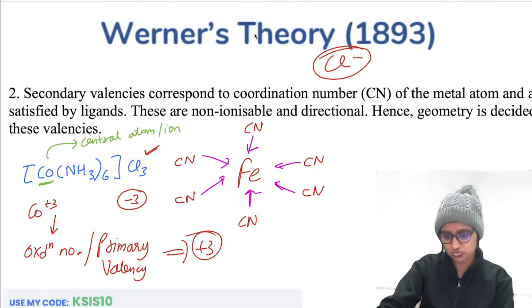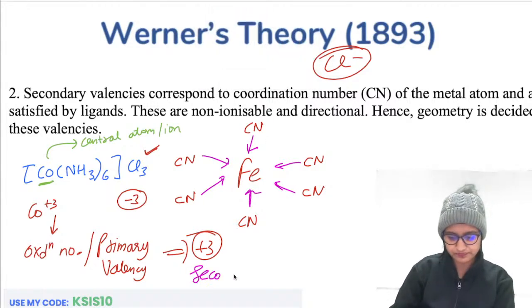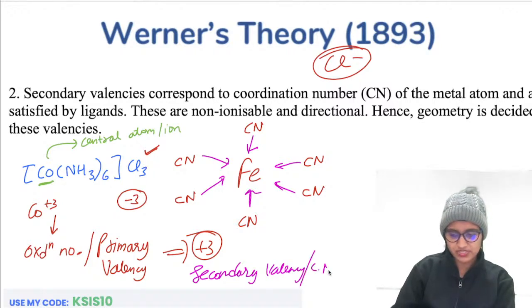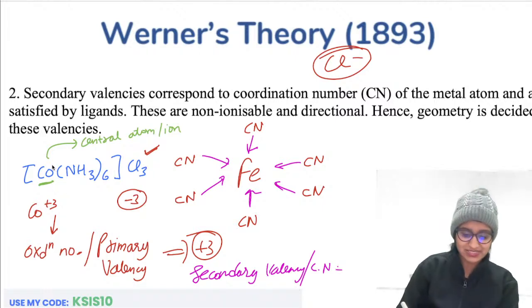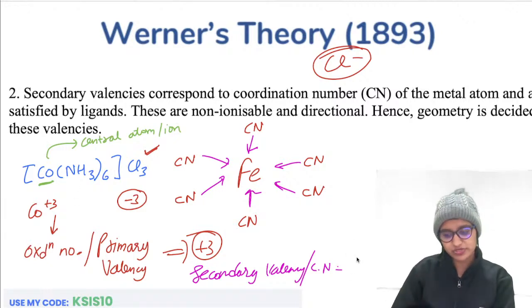And when it comes to secondary valency, or coordination number, you can see that cobalt is surrounded by 6 ammonia molecules. Okay, so here your coordination number is 6.